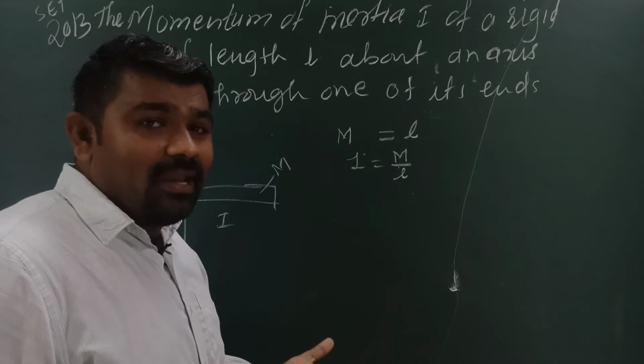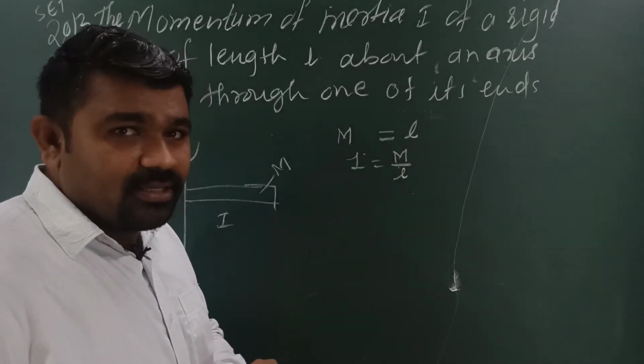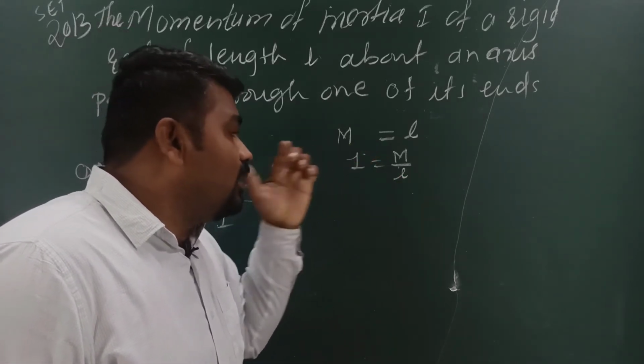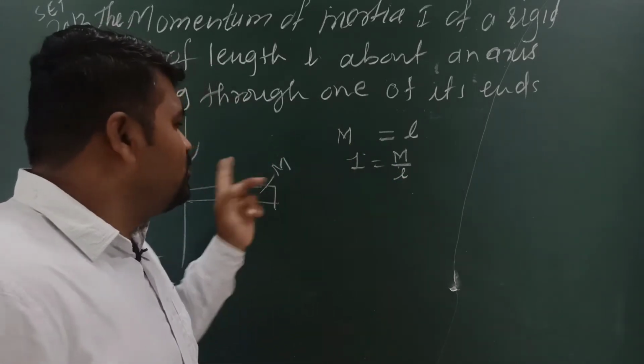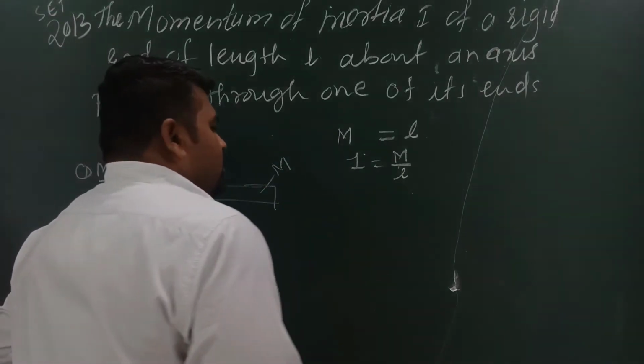Both divide by L. This L will get cancelled. So λ is equal to M upon L. Got it? It means in 1 unit length we are getting M upon L, the total mass divided by L.